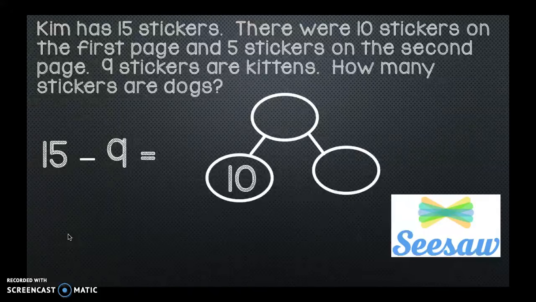All right, so make sure you have your picture, your number bond, and your number sentence all done before you seesaw your teacher. You've done an excellent job today. Good luck, friends.